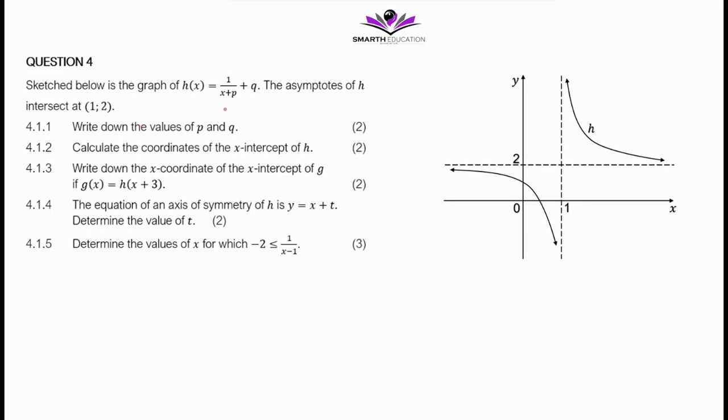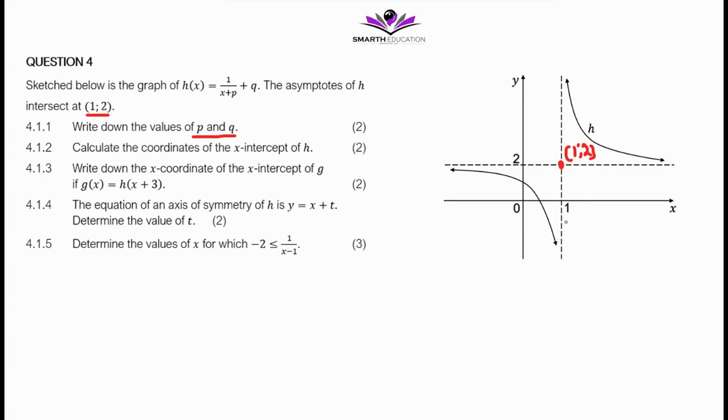Sketched below is the graph of h of x. The asymptotes of h intersect at the point where the x coordinate is 1 and the y coordinate is 2. So this is the point here, which is (1, 2). Write down the value of p and q. We get the value of p and q from the graph.